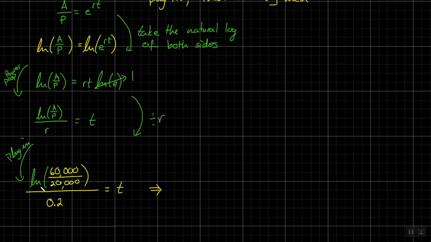ln is e to some power. E to what power is this number, 60,000 over 20,000? But your calculator can tell you. Before you get a number, if you don't have one yet, if I put 20 grand in and 20% each year, how long till I triple? What's your gut guess?